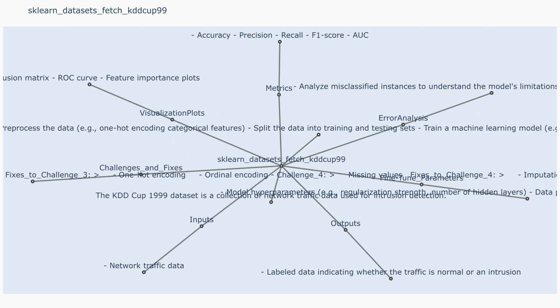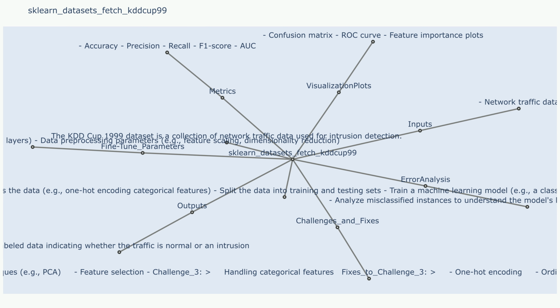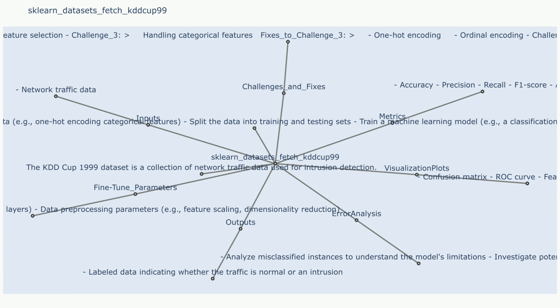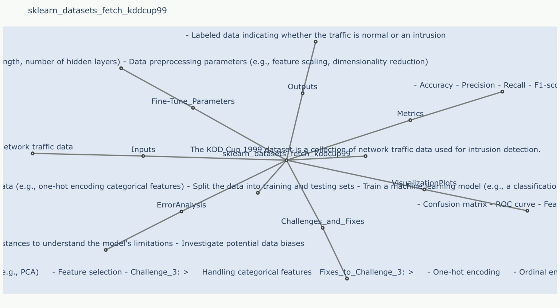Challenge 2: the dataset is highly imbalanced, with many more normal instances than attack instances. Sample use case that resulted in challenge 2: a machine learning model trained on the entire dataset may be biased towards predicting normal instances, even if the actual instance is an attack instance. Fixes to challenge 2: use oversampling or undersampling to balance the dataset. Use a machine learning algorithm that is less sensitive to class imbalance.